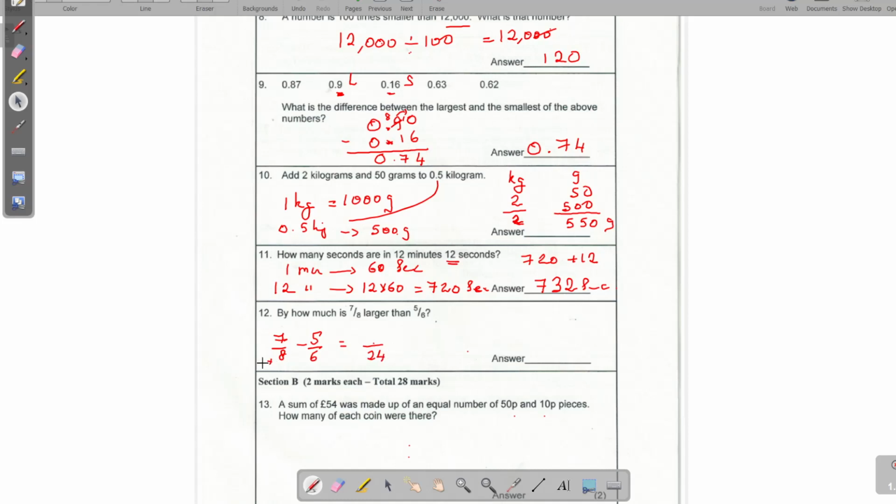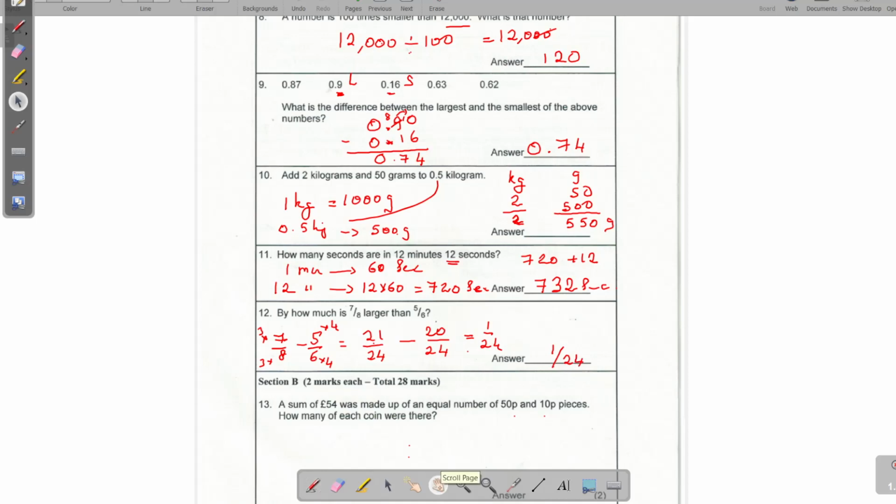You times it by 3. You times it by 3. Whatever you do to the bottom, you do to the top. 21 minus, you times it by 4, you times it by 4, that is 20. 20 over 24. So if you take away, you get 1 over 24. The answer is 1 over 24.